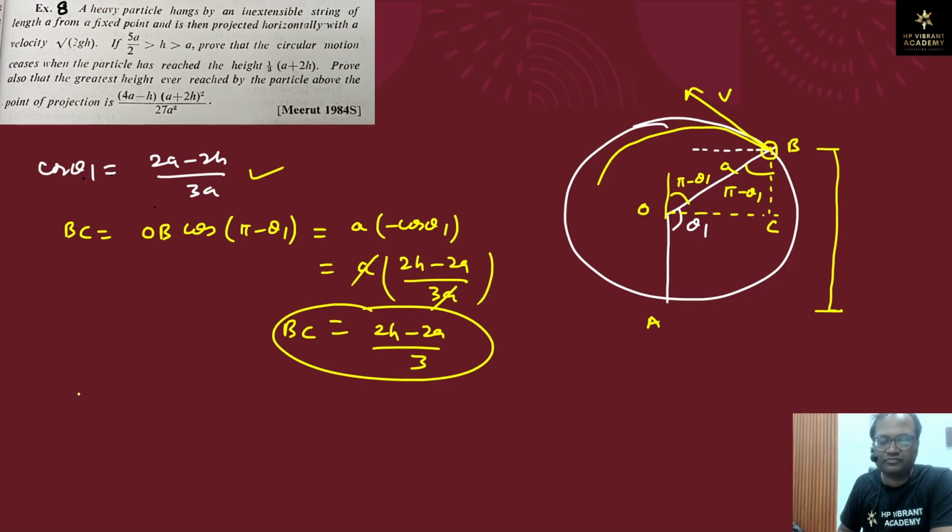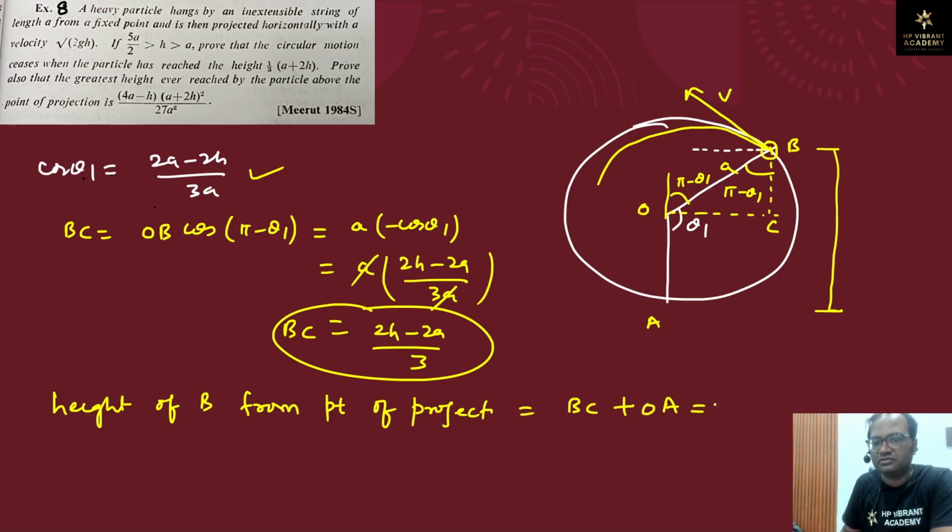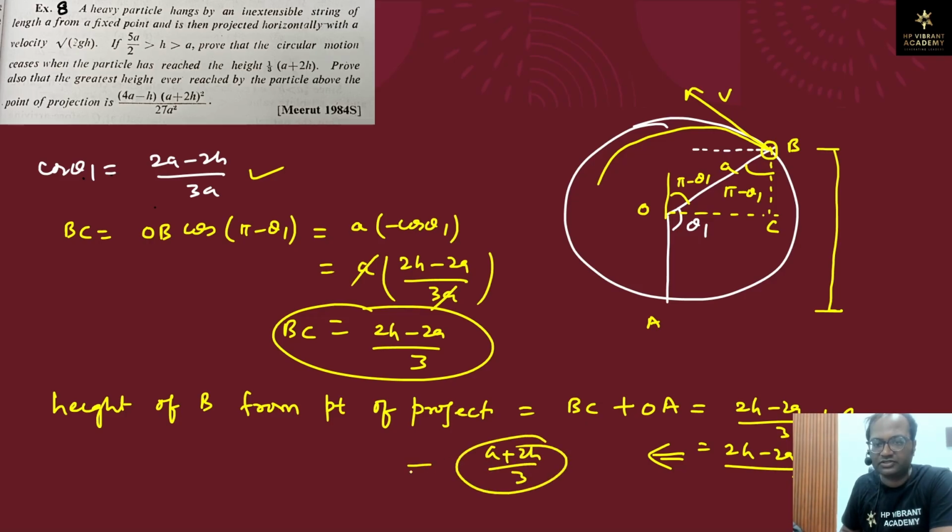So the height of B from the point of projection is equal to BC plus OA, which is 2h minus 2a upon 3 plus a. This is equal to 2h minus 2a plus 3a upon 3, so this is equal to a plus 2h upon 3. This is the height.